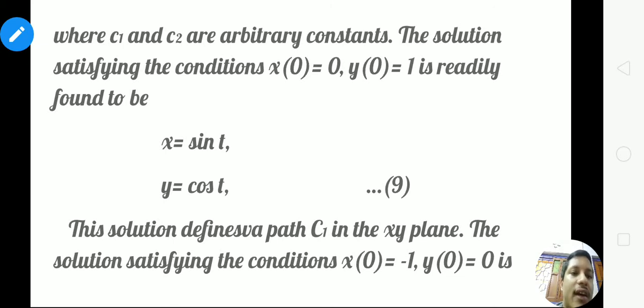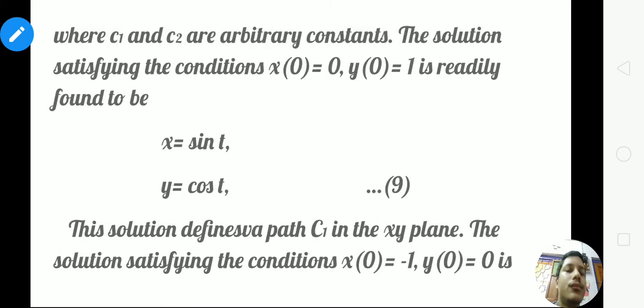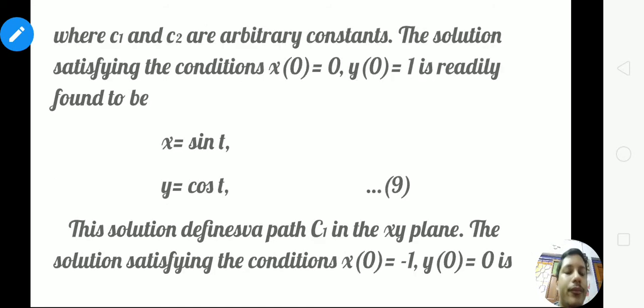The solution satisfying the conditions x(0) = 1, y(0) = 0 is x = sin(t - pi/2), y = cos(t - pi/2). We know sin(t - pi/2) is equal to -sin(pi/2 - t), which is equal to -cos t. Minus cos 0 is equal to -1.